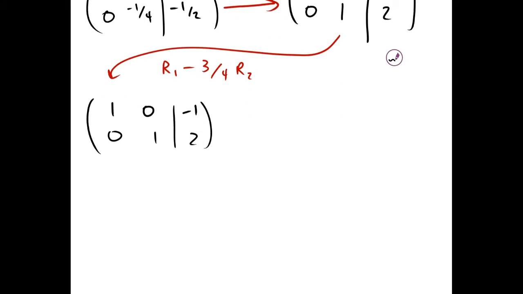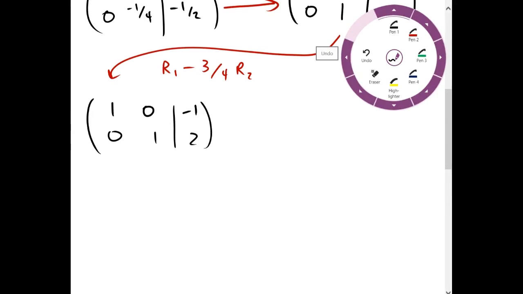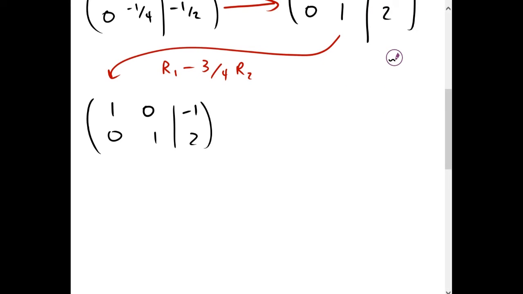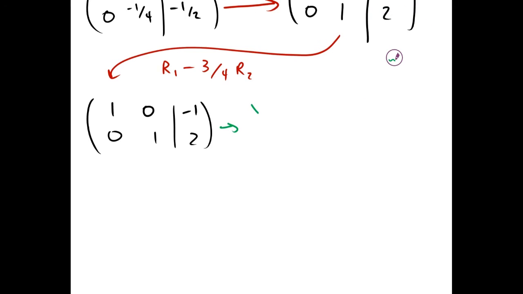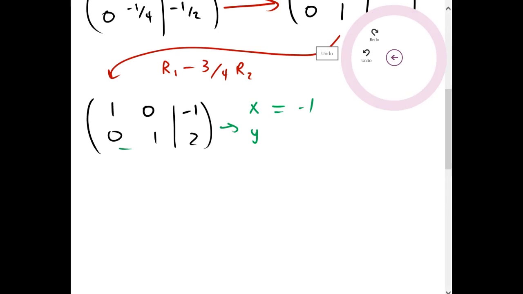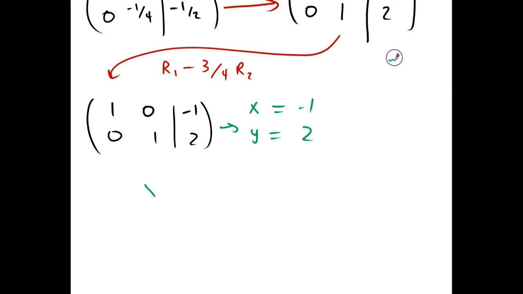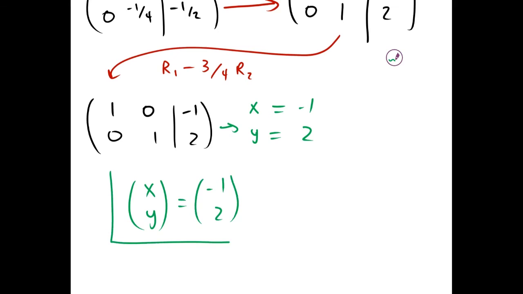So now we have this in reduced row echelon form. We can interpret the results. So this is saying that x plus 0y equals negative 1, and 0x plus 1y equals 2. So our solution can be written as x, y equals negative 1, 2. And you can plug this in to check if that is the correct answer.